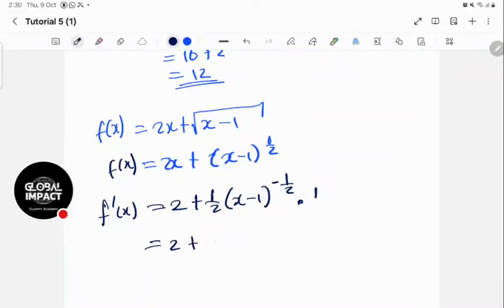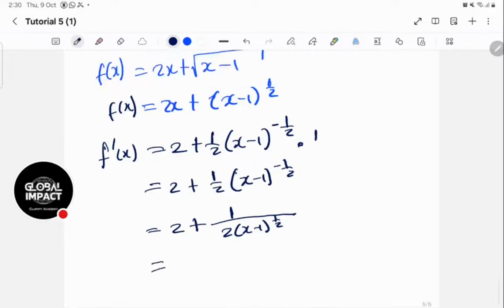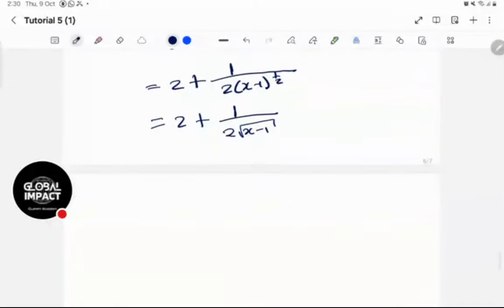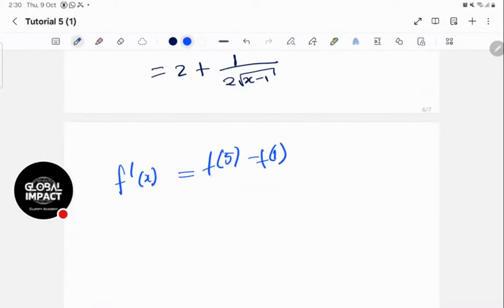So this is 2 plus half, then x minus 1 to the power of negative half, which is 2 plus 1 over 2 times (x minus 1) to the power of positive half, which is 2 plus 1 over 2 root x minus 1. Thank you for giving me this derivative. Now what am I going to say? For the mean value theorem, f prime of x equals f of 5 minus f of 1, all over 5 minus 1. Those are the 2 points I had. Remember, it was from 1 to 5.